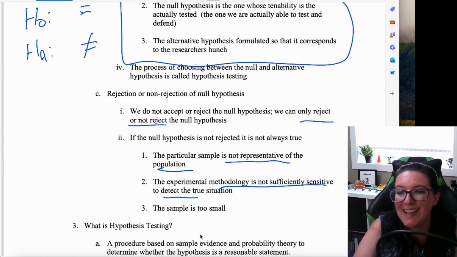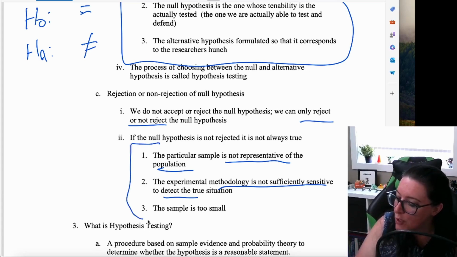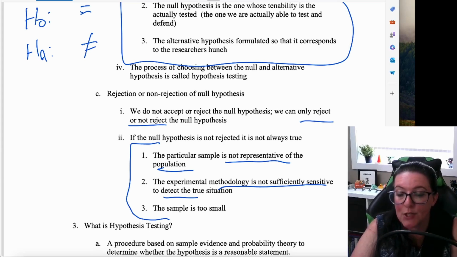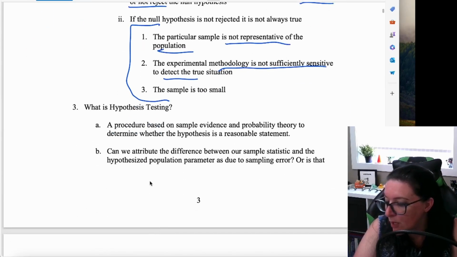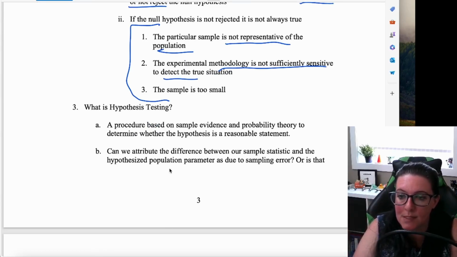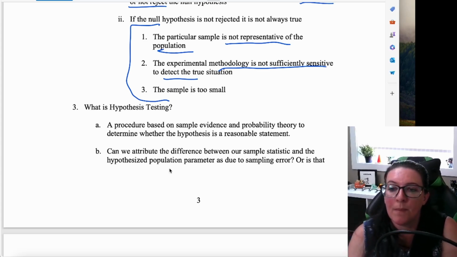So we never actually accept the null hypothesis. We only reject it or fail to reject it. And that's because we don't actually know if it is the case that it is actually true, or whether there's something else happening, such as the sample size is too small or our test is not sensitive enough. So we're going to conduct hypothesis testing, where we're going to take our sample evidence and our sampling distribution, its probability distribution, and determine whether the hypothesis can be a reasonable statement.